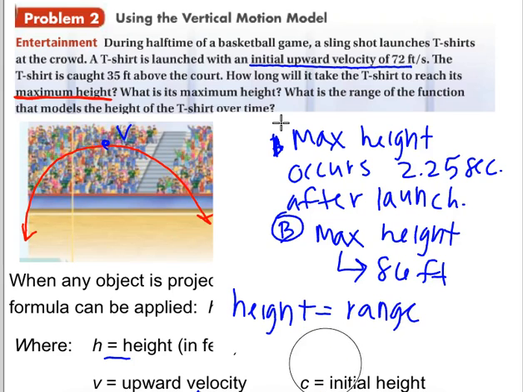So let's start with the easy part. Can I go into the ground? Am I going to have a negative height? No. So my range is greater than 0 because I can't have a negative height. And what was our max height, guys? 86 feet. So that is our potential range of our height. Okay? Hopefully that makes sense.